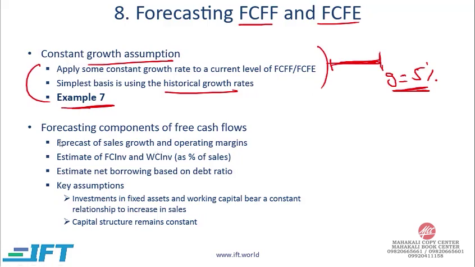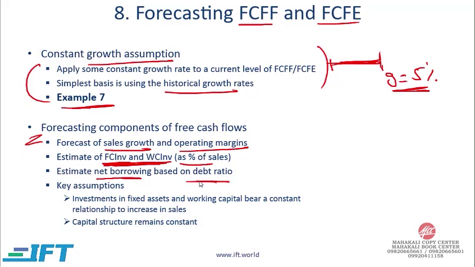Then here is something that is relatively new. Almost everything you've heard so far probably should look familiar. But another way of forecasting free cash flow is to forecast components separately. So you forecast sales growth, you forecast operating margins, and then based on that you can forecast operating profits. You also estimate fixed capital investment and working capital investment, generally as a percentage of sales. To come up with FCFE, you will also have to estimate net borrowing, and you do that based on your estimate of these investments plus your estimate of a debt ratio.